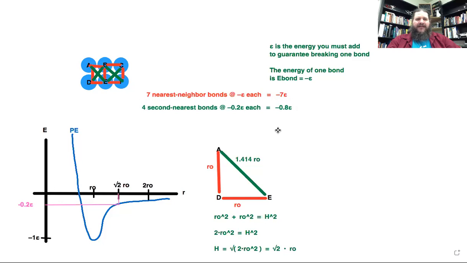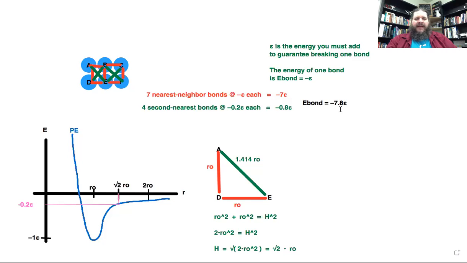-7.8 epsilon, combining these together, would be a much better estimate though. So using just the nearest and second nearest neighbor bonds, we could say Ebond is about -7.8 epsilon. In other words, you'd have to add 7.8 epsilon to this system to break all the bonds.